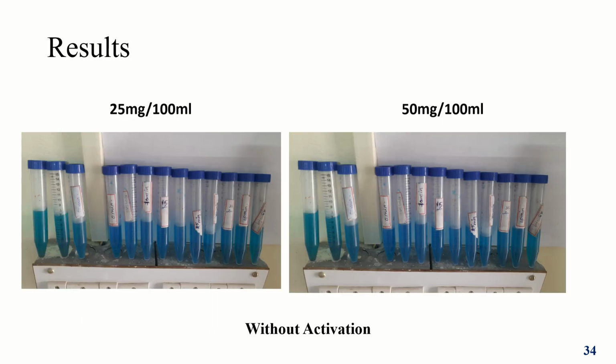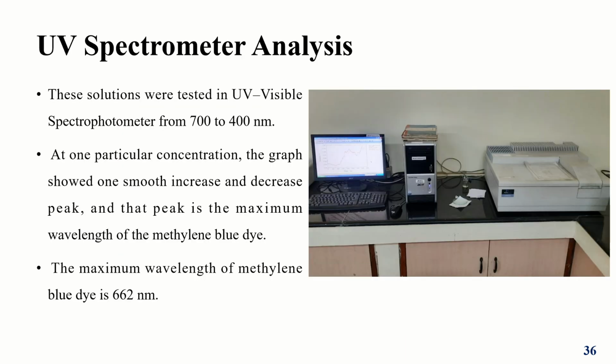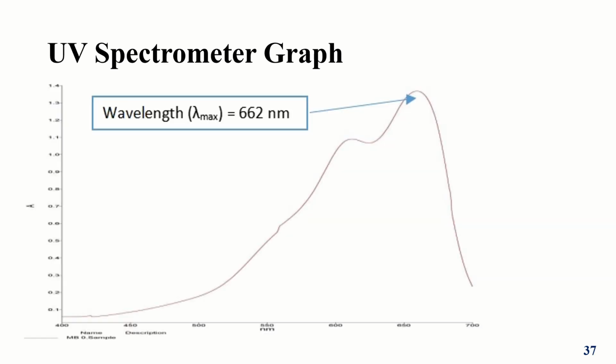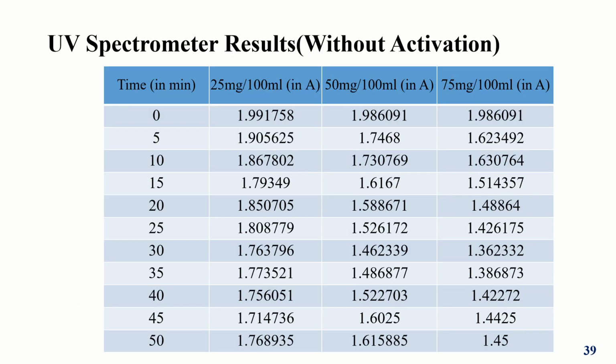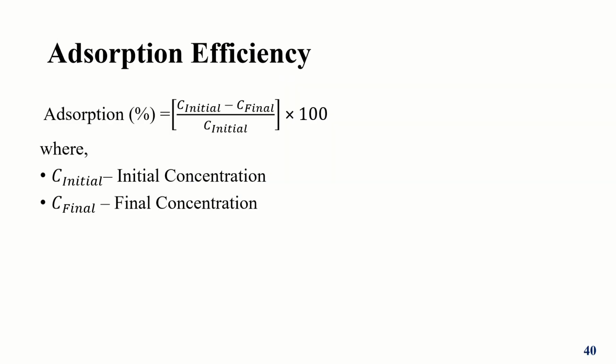This is the result without activated carbon. After the sample is collected, it is placed in a UV spectrometer to scan from 700 to 400 nanometers. The maximum wavelength of methylene blue dye is 662 nanometers. This is the curve plotted. These are the UV spectrometer results without activation and with activation.